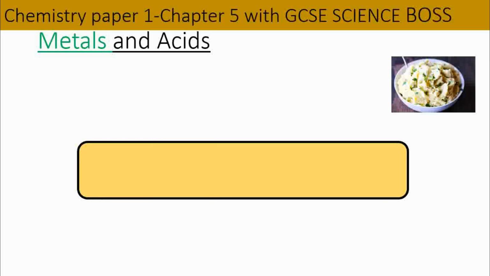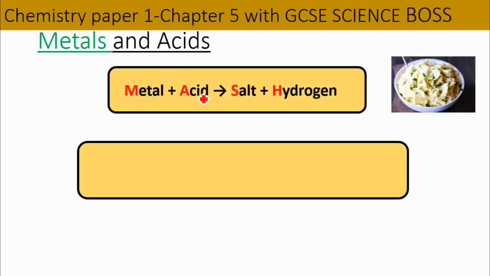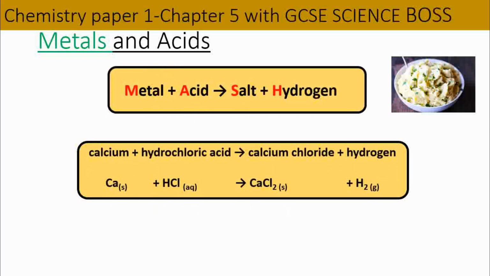Now, when you react metal and an acid, we did discuss this earlier, but just to remind you, metal plus acid will form salt and hydrogen gas, and I can use the mnemonic MASH to help you remember that, okay? So MASH. Metal plus acid will always form salt and hydrogen gas. So for example, calcium and hydrochloric acid will form calcium chloride and hydrogen gas, and here's your equation. It isn't balanced, so we put a 2 there, okay?